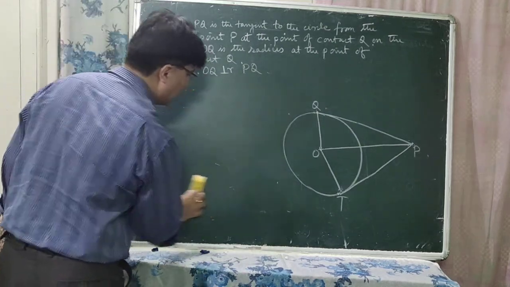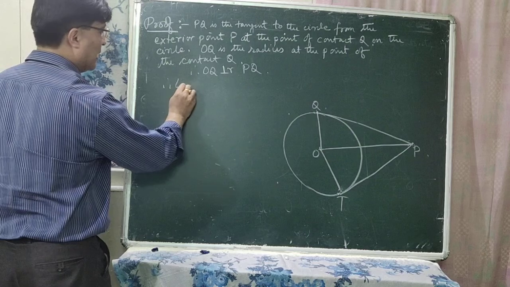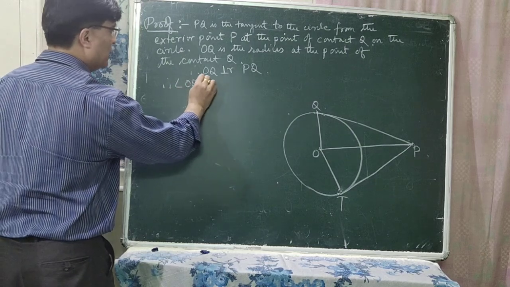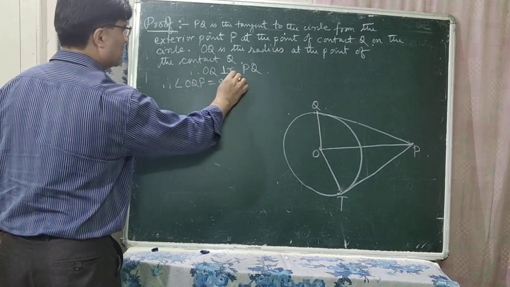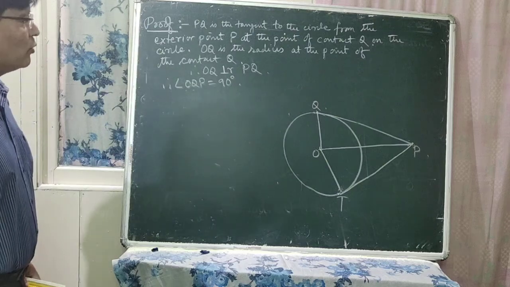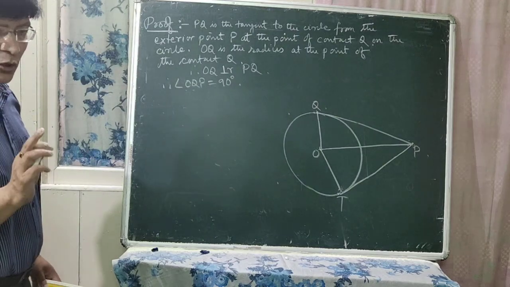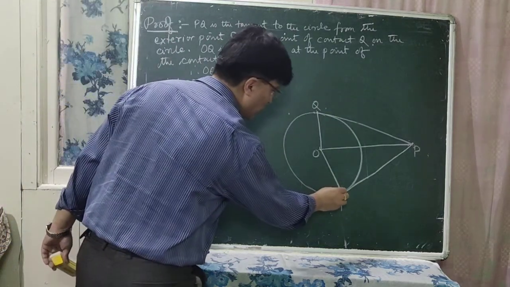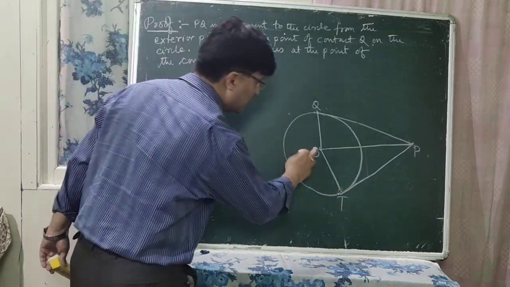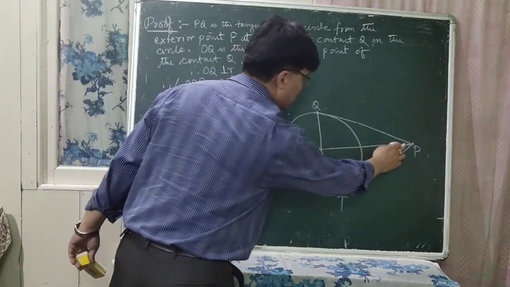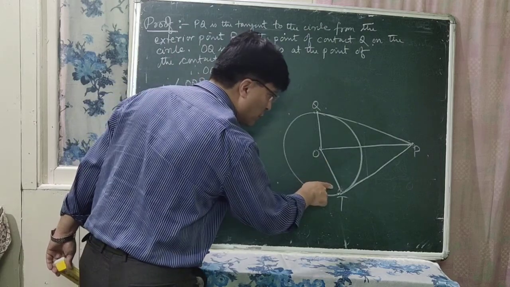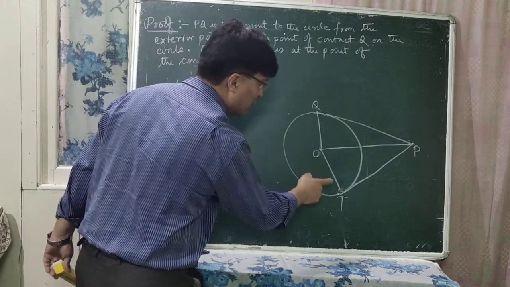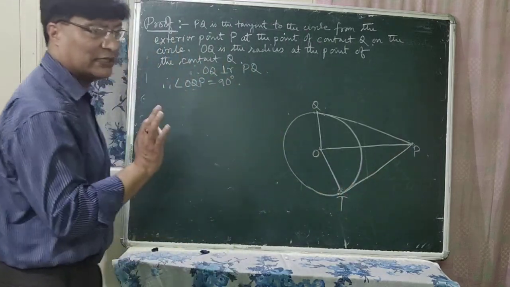So here you can write, that is angle OQP is equal to 90 degree. Also, since T is the point of contact here, OT is the radius and PT is the tangent through the point of contact T. So OT is perpendicular to PT here also.